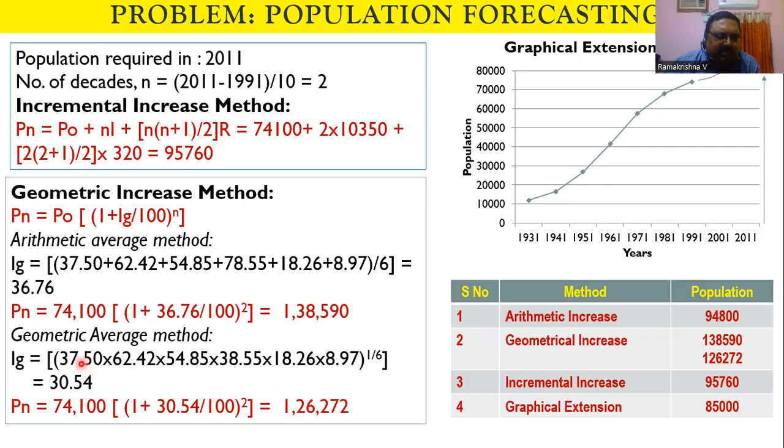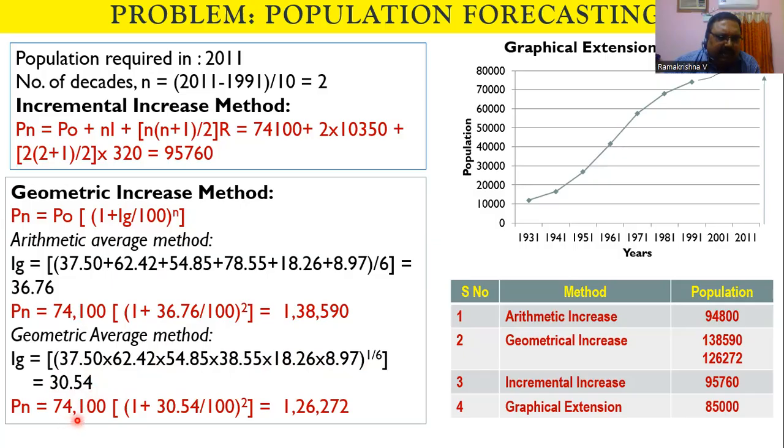And for the geometric average method, we should calculate the average value of all the percentages geometrically. So I1 multiplied by I2 multiplied by I3, and so on up to I6, and you take the whole to the power of 1 by n. Our total number is 6, so 1 by 6. It comes out to be 30.54. This is the geometric average.